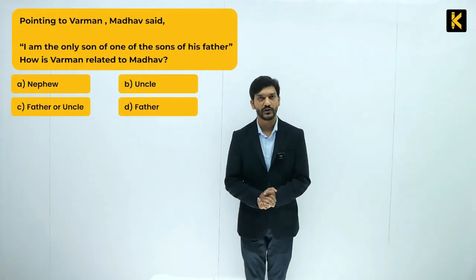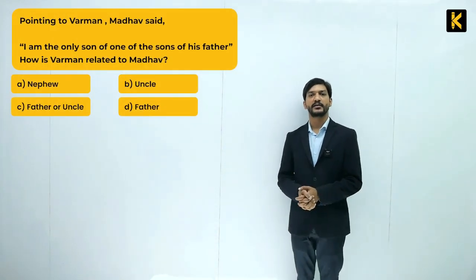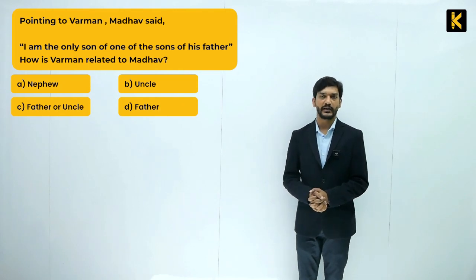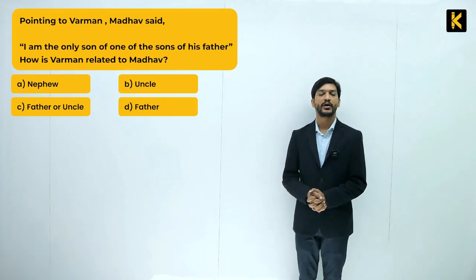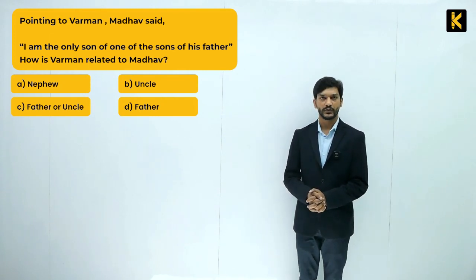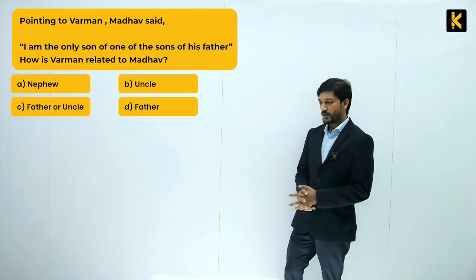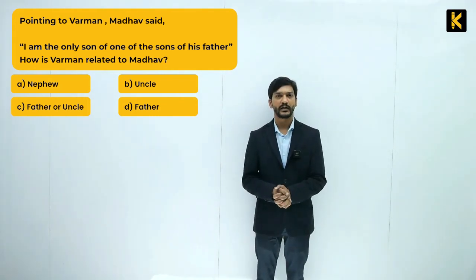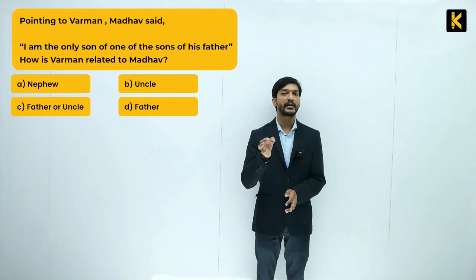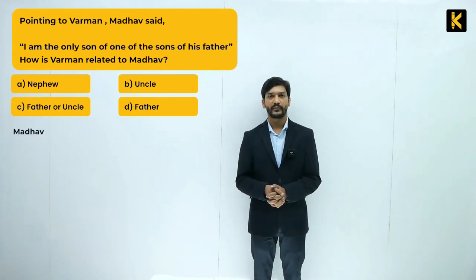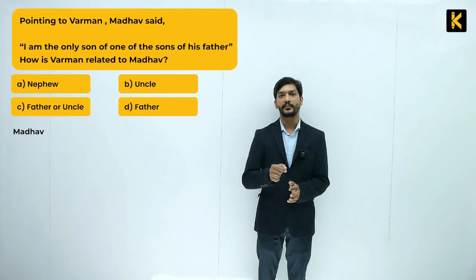Please read the question on your screen. So the question is, pointing to Varman, Madhav said, I am the only son of one of the sons of his father. So the question is, how is Varman related to Madhav? Okay. Alright. So in this question, first we have to see which person is making the statement. So the question clearly says, Madhav said. That means Madhav is making the statement.